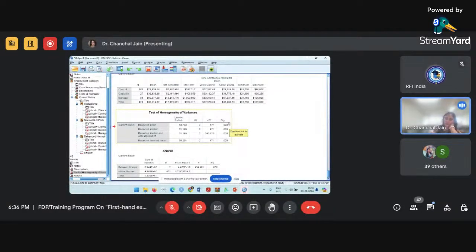So when it is less than 0.05, what decision will we take? Reject the null hypothesis. We will reject the null hypothesis. Very correct. If we are rejecting the null hypothesis, what will the conclusion be?